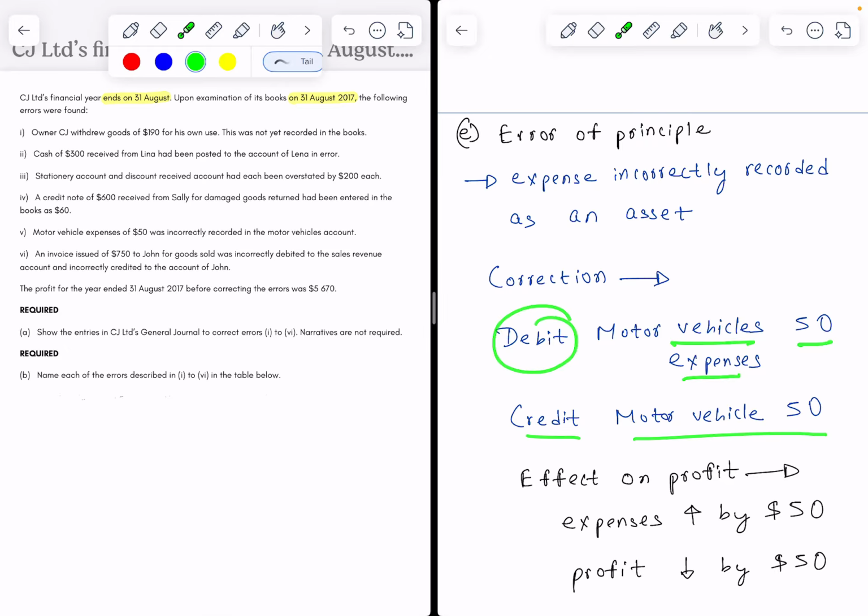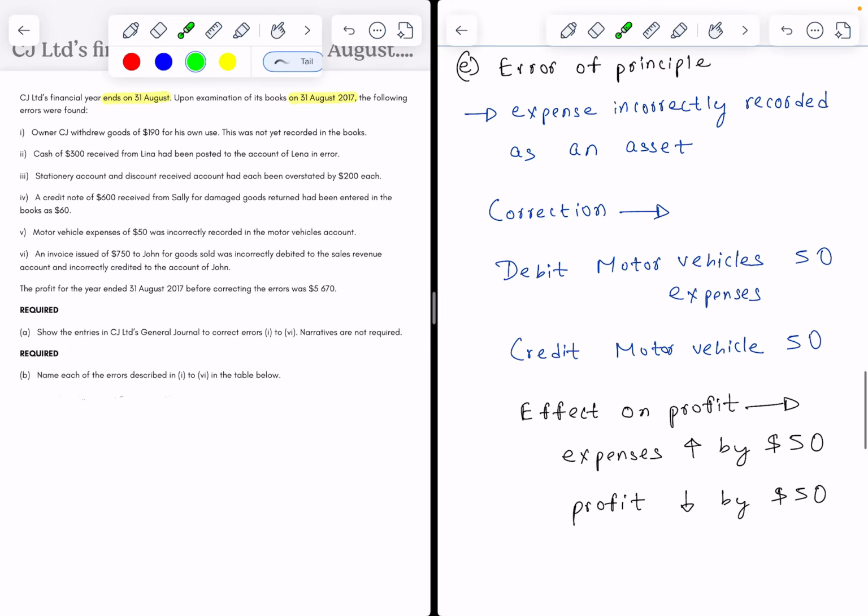All right. So what's the effect on profit here? So we understand based on the first line, expenses are going up by 50. So if expenses go up, profit must go down by 50 due to the inverse relationship between profit and expenses. What about the second line where we are crediting the motor vehicle by 50? So when we credit the motor vehicle, we are only reducing our asset accounts, and assets have no relevance to calculating the correct profit. Therefore, we don't worry about this.